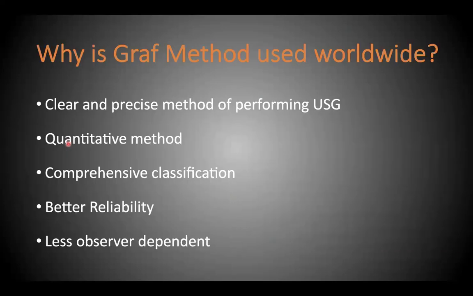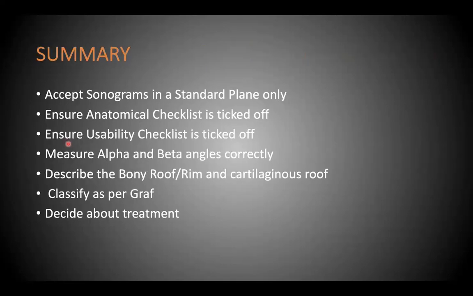So the reason the Graf method has become so popular is that it is very clear and precise. It is a quantitative method, so you're actually measuring an alpha and beta angle, and you're going to comprehensively classify the hip based on your measurements and your classification. And because you're using a standardized technique, it has better reliability and it is less observer dependent as opposed to the other methods which I have just spoken about.